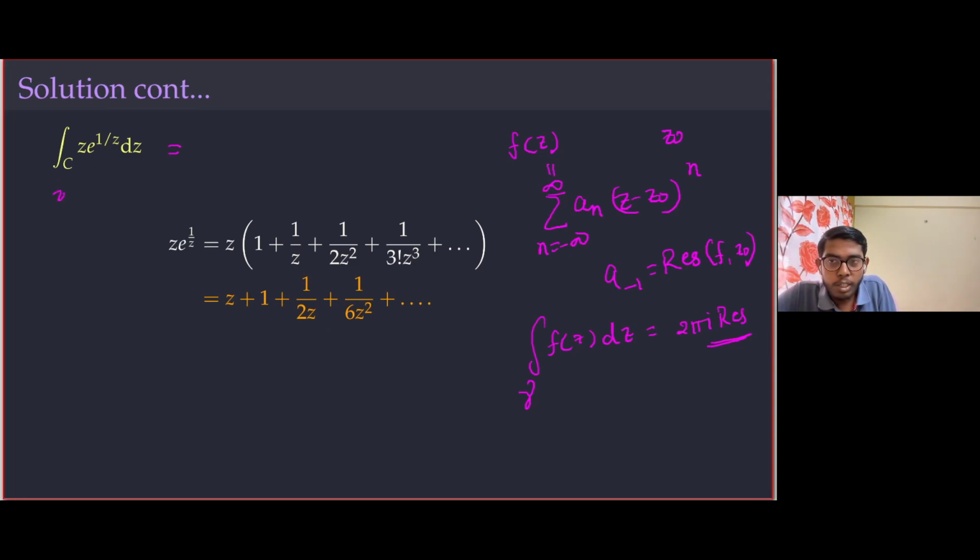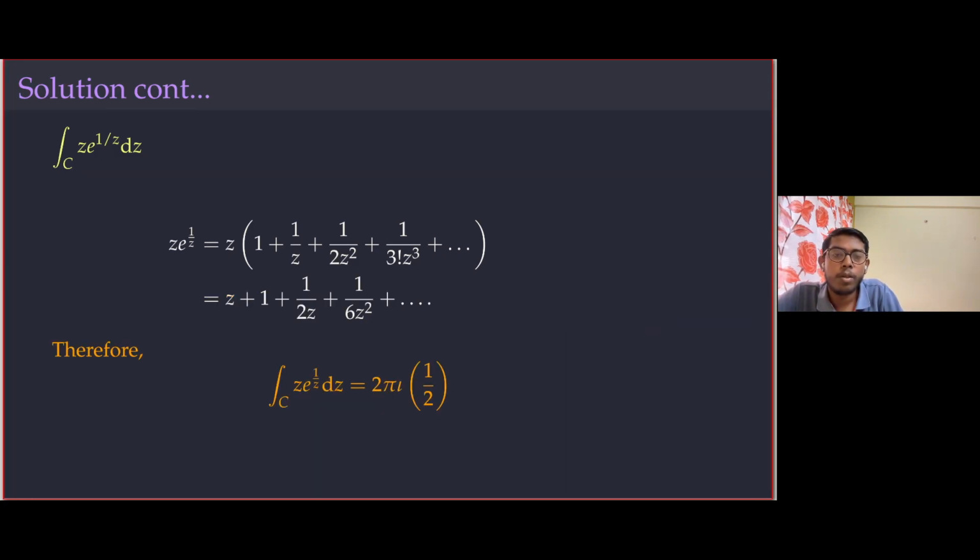Here z equals 0 is inside C and it is an isolated singularity. Hence this is nothing but 2 pi i times the residue of f(z) at z equals 0. And what is the residue? It's the coefficient of 1 by z, and this is 1 by 2. Therefore this integral is 1 by 2 times 2 pi i, that is equal to pi i. So the first integral is done.